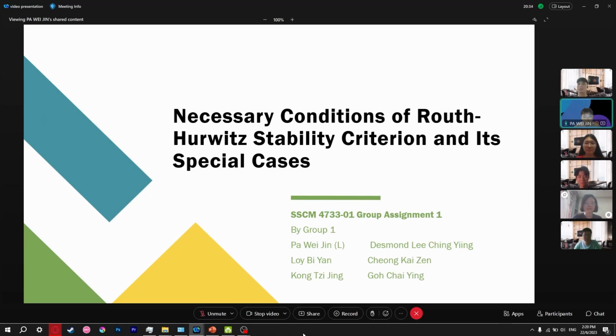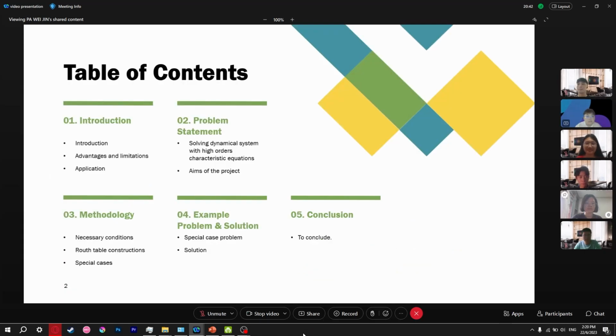Today, we are going to present our group assignment 1 with the title Necessary Condition of Routh-Hurwitz Stability Criterion and its special cases. So this is the table of content. The presentation will cover the introduction, problem statement, methodology, example problem and solution, and lastly, the conclusion.